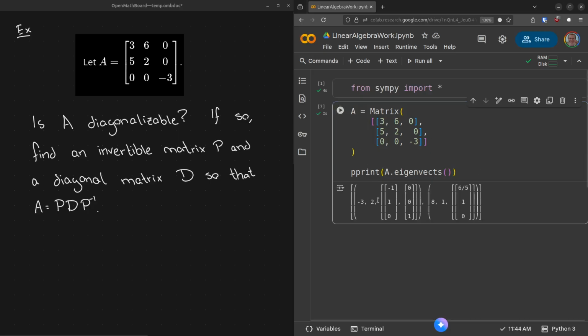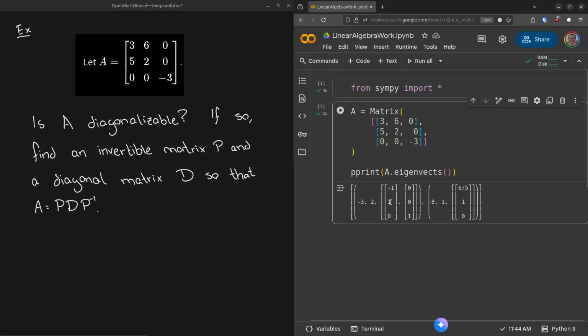Okay, so we have two distinct eigenvalues, -3 and 8. Again, we have some multiplicity here, right? -3 occurs in the characteristic equation twice. There are two factors in the characteristic equation that have that root, and one factor in the characteristic equation that has root 8.